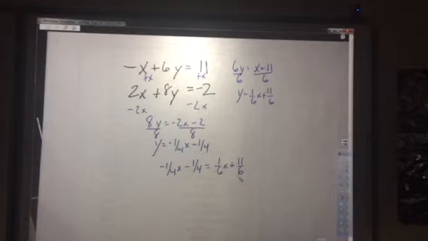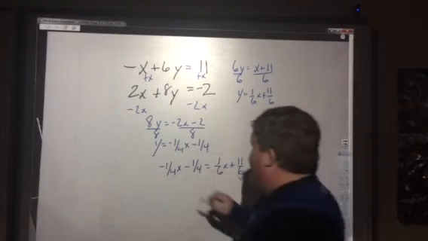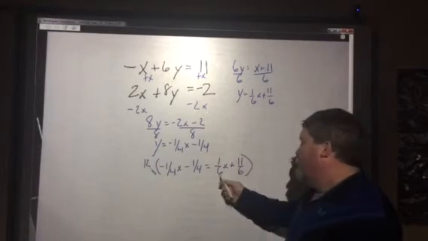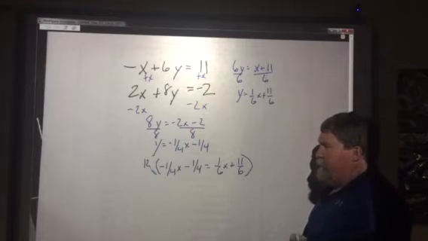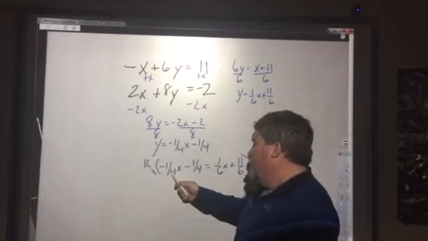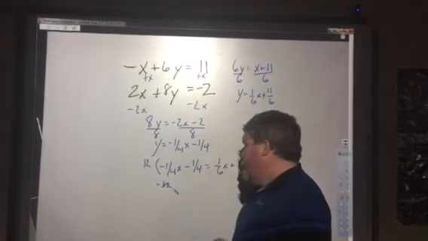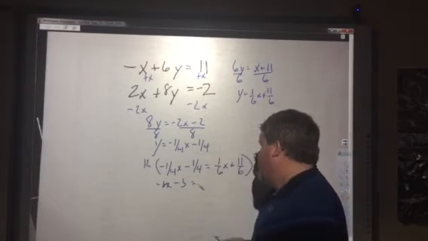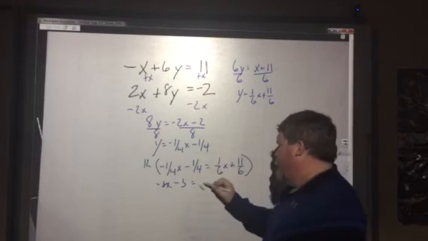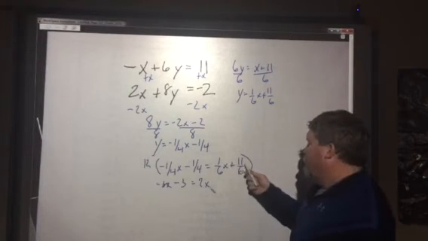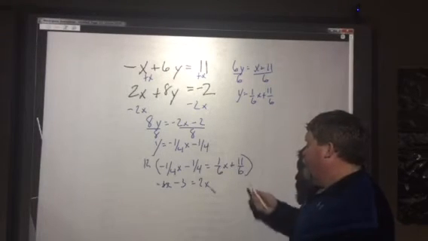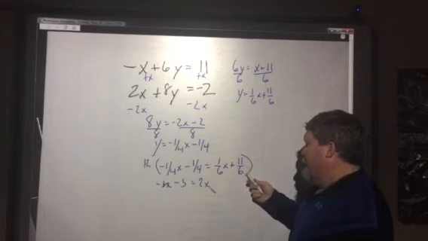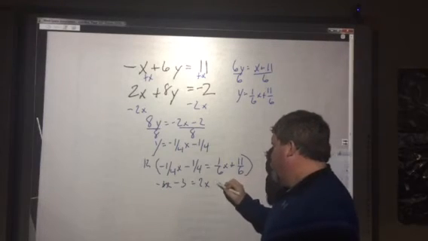So I don't want fractions. So I'm going to multiply everything by 12, because that's the least common multiple of 6 and 4. So 12 times negative 1 is negative 12, divided by 4 is negative 3x. 12 times negative 1 is negative 12, divided by 4 is minus 3. 12 times 1 is 12, divided by 6 is 2x. 12 times 11 is 132, divided by 6 is 22.